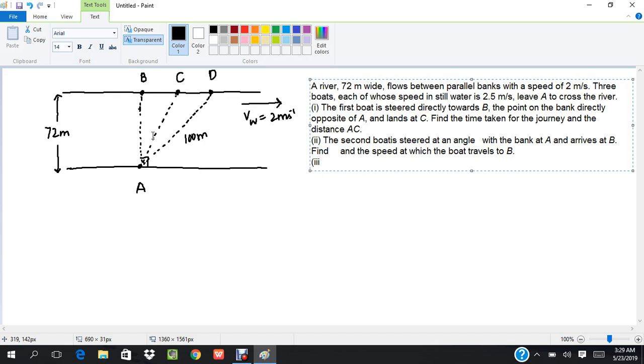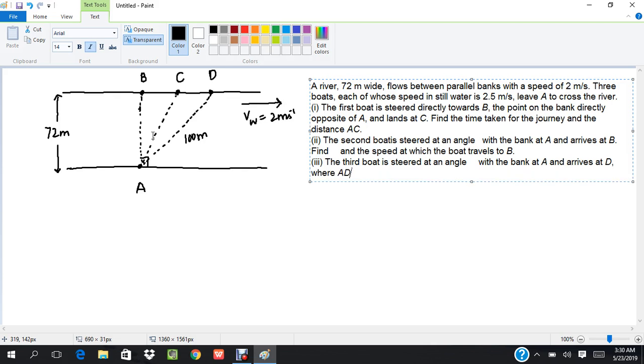The third part. The third boat is steered at an angle beta with the bank at A and arrives at D, where AD is equal to 100 meters as shown in the diagram. We have to find the angle beta. Right.